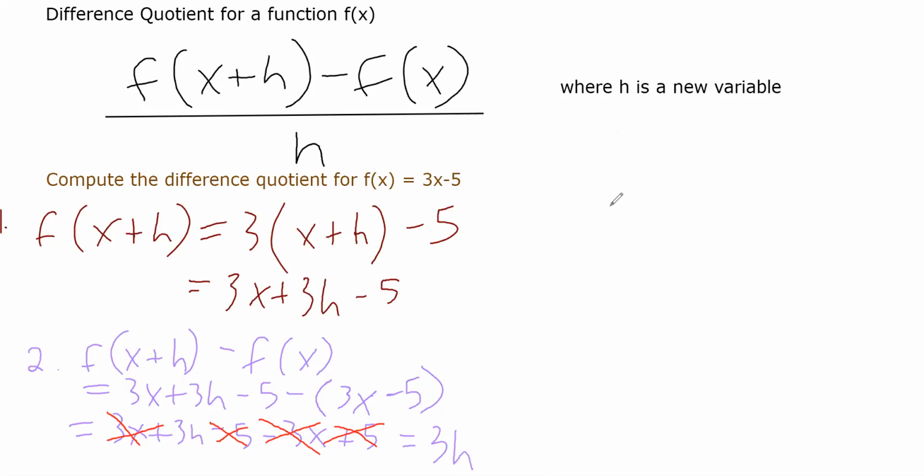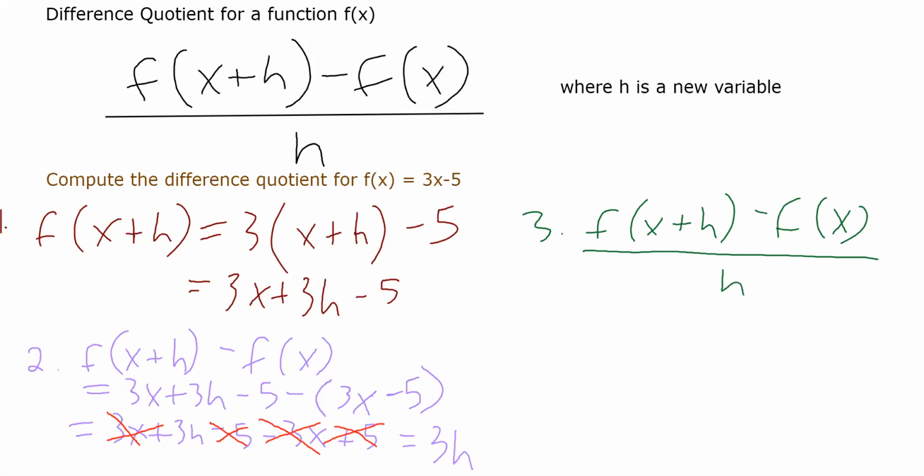And now finally, for step 3, we're going to do the whole thing. We're going to do f of x plus h minus f of x, which is the thing we just computed, all over h. But wait a minute, this whole numerator here was this 3h. So all we're doing is dividing it by h.